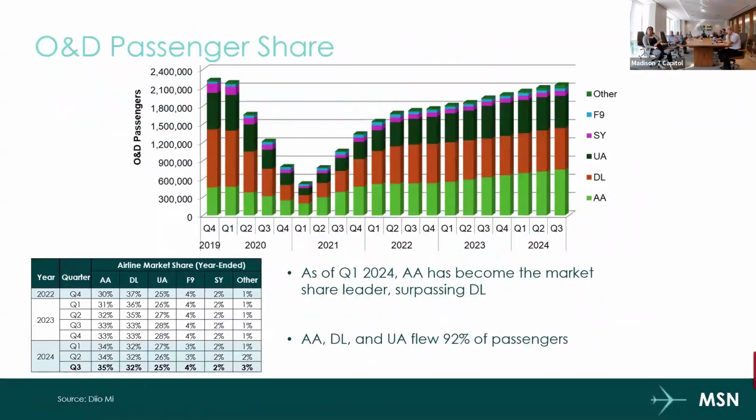In OND passenger share, American surpassed Delta as our largest carrier with 35% in Q3. That's going to go up even more in Q1 and Q2 of this year. American, Delta, and United flew 92% of passengers out of Madison. So it's the legacy carriers that are carrying most of the passengers, with the low-cost carriers like Frontier, Sun Country, and Breeze carrying a little less.